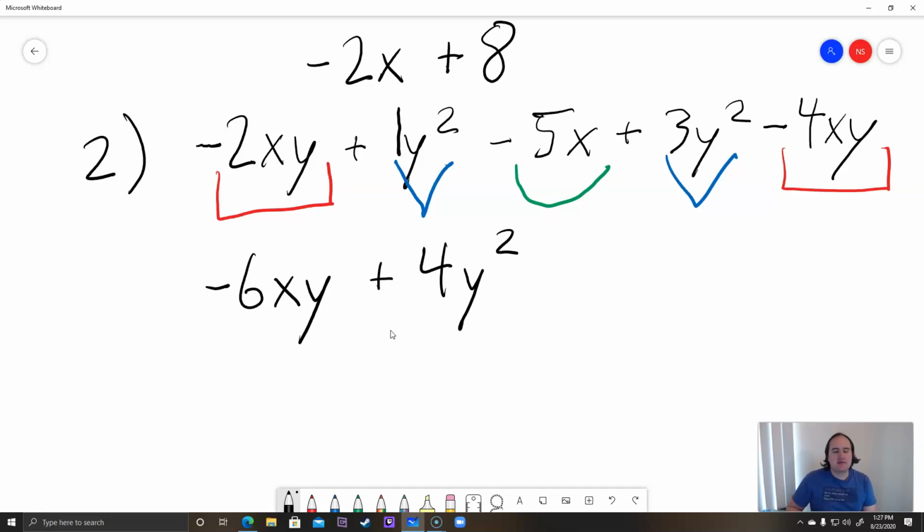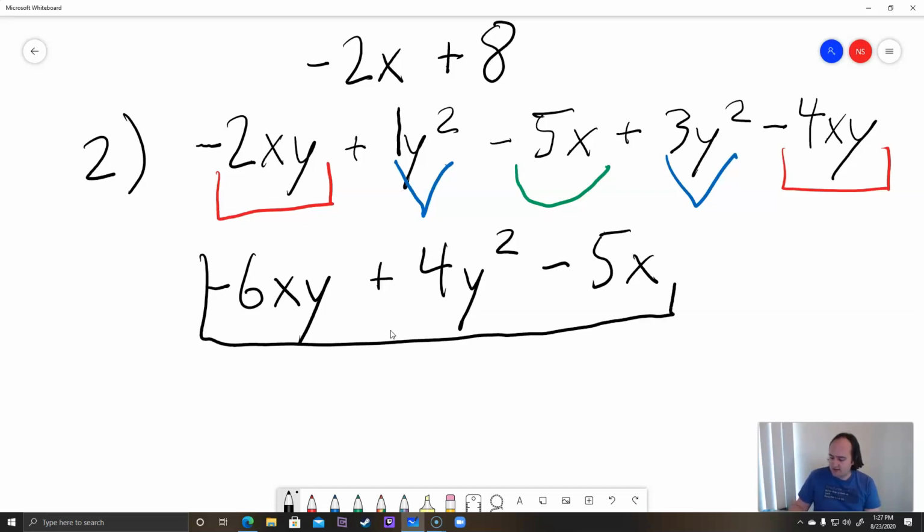Okay, and then the last type of like term that we have here is the -5x. And we can't combine that with the other ones because they're not like terms. So we just leave the last term as -5x. Okay, so your answer should be -6xy plus 4y squared minus 5x. All right. Okay, so that takes care of like terms.